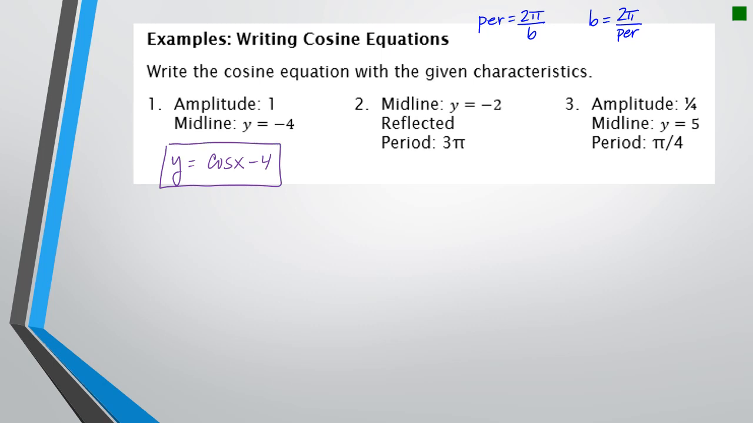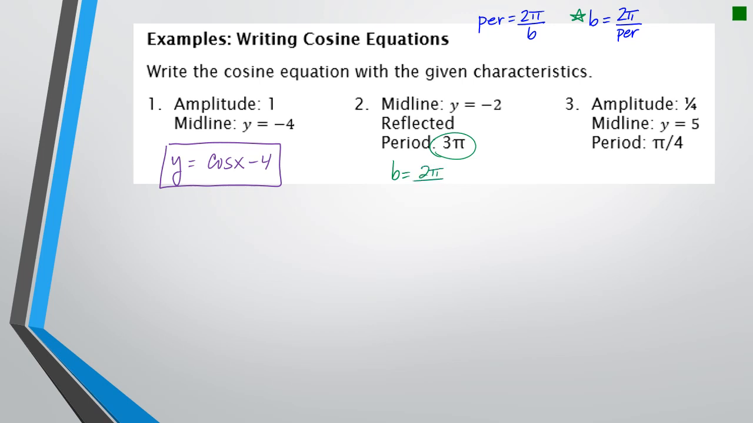For number 2, we have 3 things going on. I have a midline at -2. It's reflected, which means I'm going to have a negative in the front. And then it tells me the period is 3 pi. So again, period and b are not the same. I can't just take this 3 pi and put it into my equation. I have to use this thing right up here that I'm putting a green star next to to figure out what my b value is. So before I worry about the equation, let's figure out b.